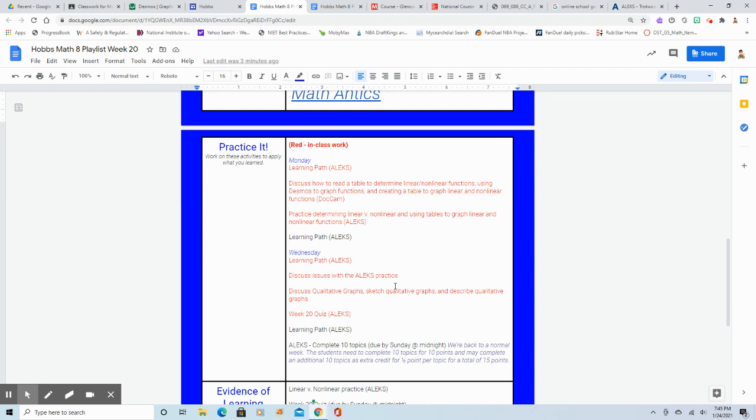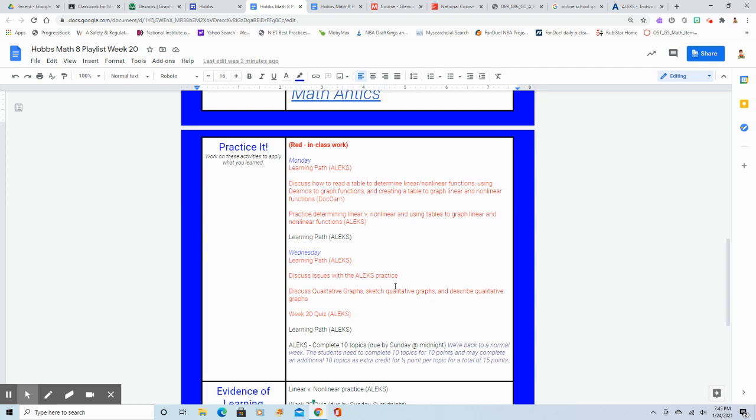I'll provide an Alex for the lesson. I'll find an Alex that matches up with this. It talks about linear, nonlinear, and all that. But we're not going to have it because I'm using the document camera for it. For practicing, they're going to use Alex to practice determining linear versus nonlinear.